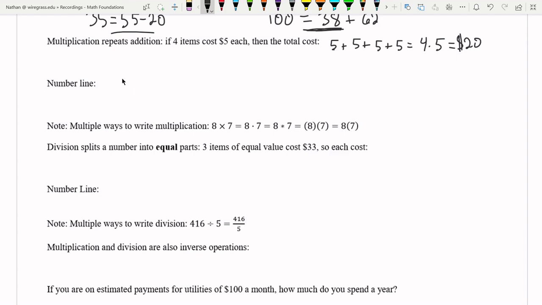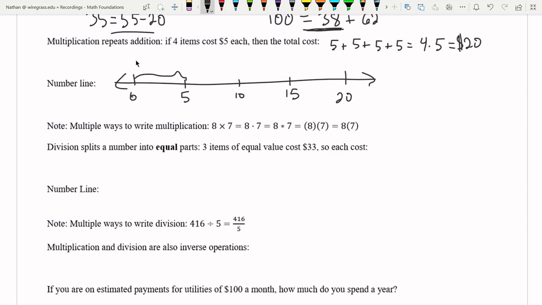On the number line, we can start at, let's do 0 up to 20. And we're going to cut it in half and then cut it in half again. So the first item is this one. This is item 1.